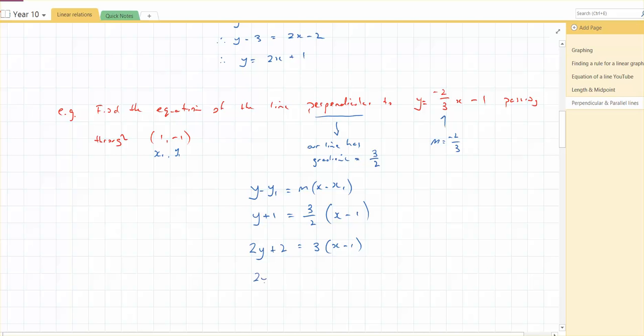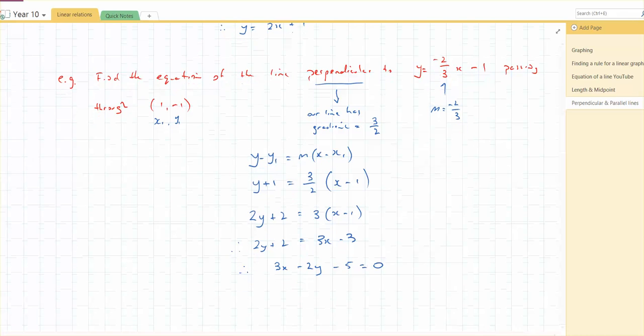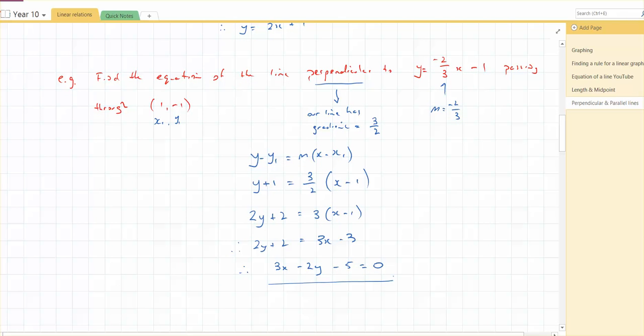Now we are just doing some algebra. I think the neatest way of representing this would be to say that 3x minus 2y minus 5 is equal to 0. So that is the equation of the line that is perpendicular to this line. And the gradient there, this line is minus 2/3, so our gradient is 3/2. Going through (1, -1), we'll construct this algebra here, and there's the equation of our line. Okay, I'll see you in class on Monday.